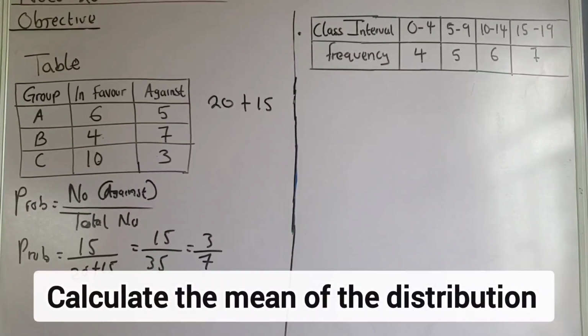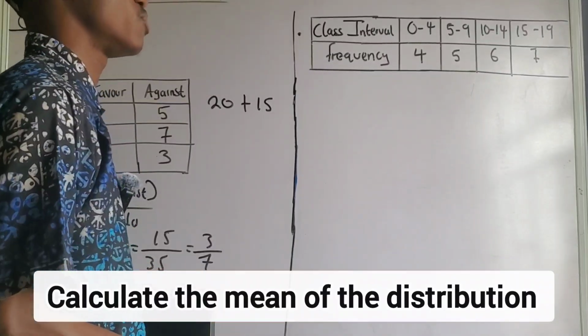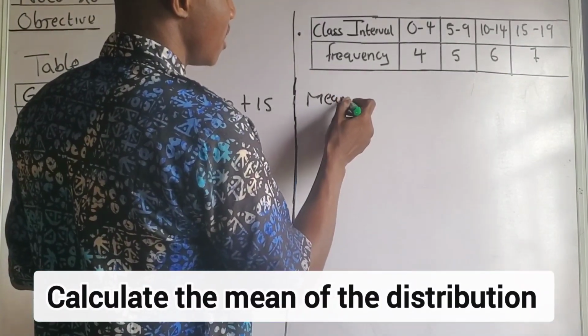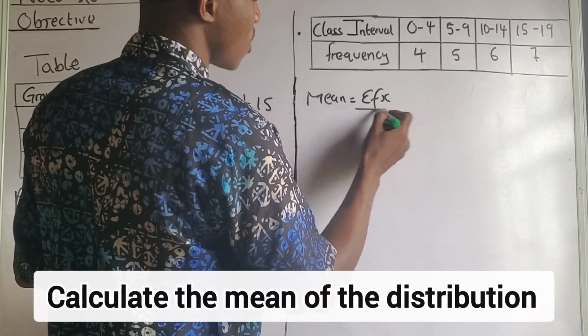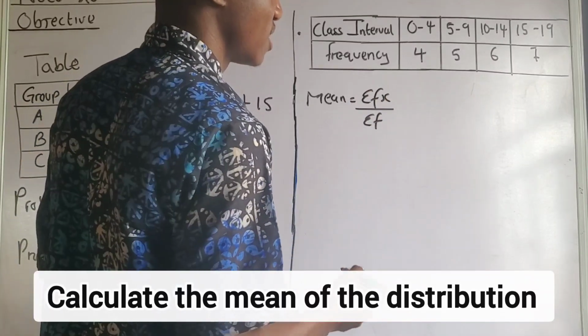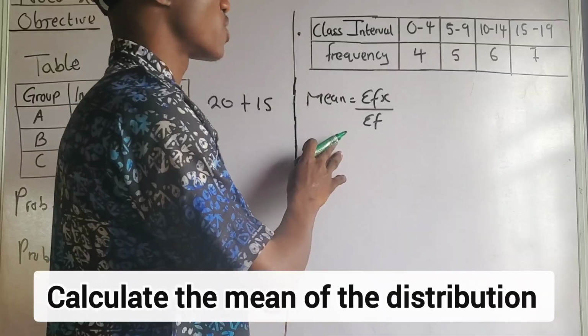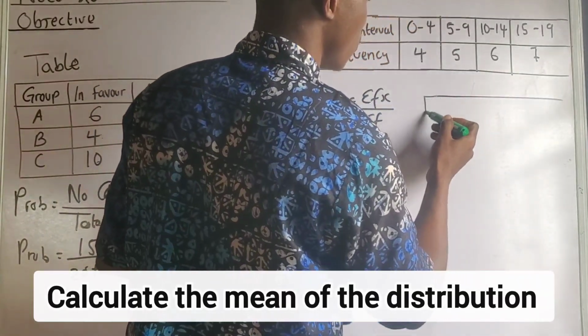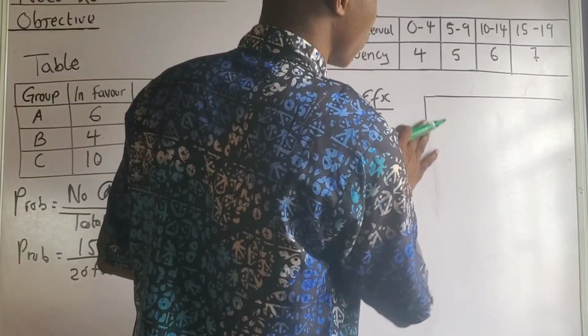Okay. We are asked to calculate the mean of the frequency distribution table. Don't forget that mean is equal to summation fx all over summation f. You understand? So this is the formula for the mean of a frequency distribution table. So we need to prepare the table.